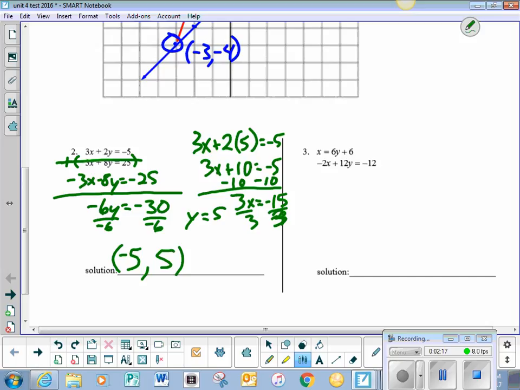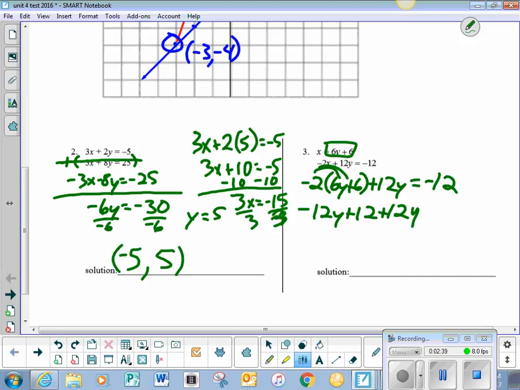Okay? Number 3, it's already solved for x, so that would be perfect for substitution. So I'm going to substitute this in for x down here. -2 times 6y plus 6 plus 12y equals -12. And I get -12y plus 12 plus 12y. Oh, that's weird. A lot of 12s. And then I recognize that -12y plus 12y is 0, so I get 12 equals 12. And if I ever get two things that are equal, and there's no variable to solve for, I know it's infinite solutions.